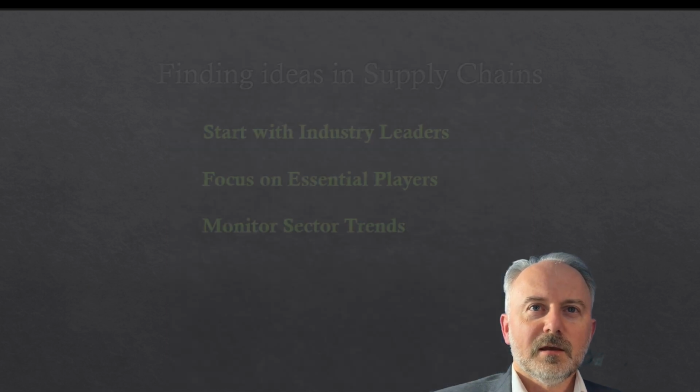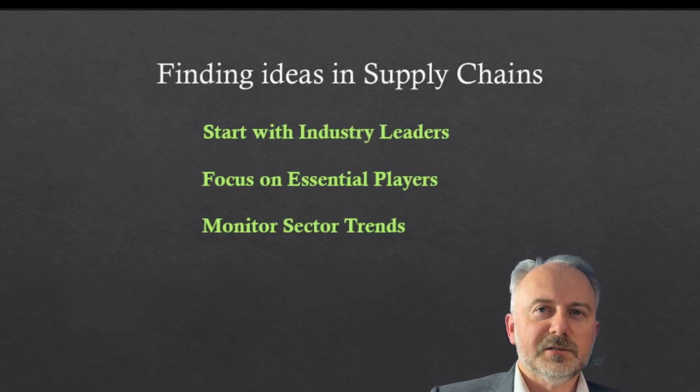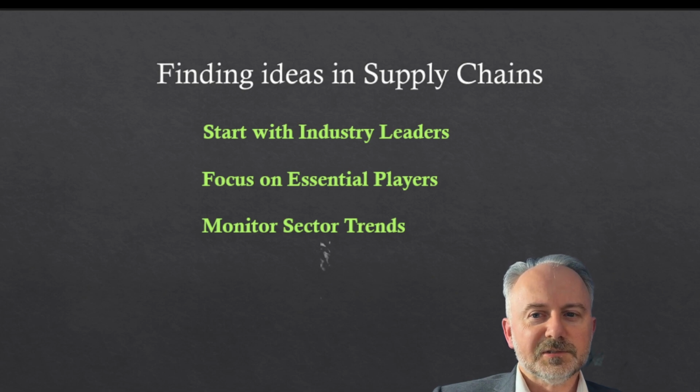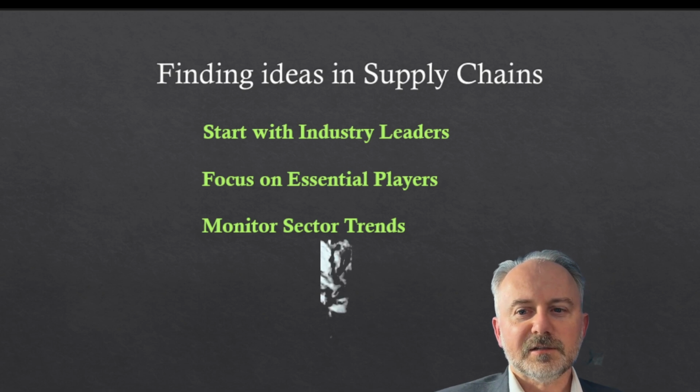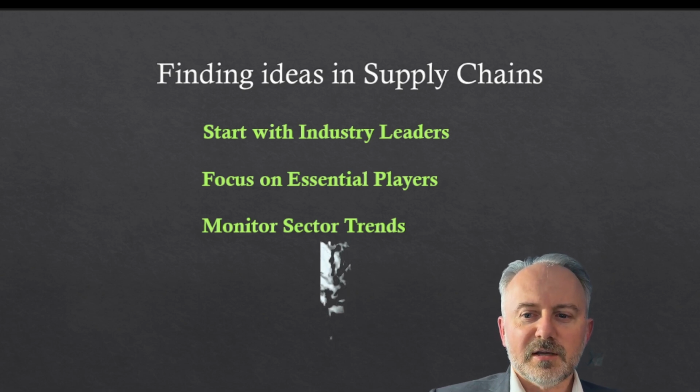So first, I'd recommend starting with the industry leaders. Those tend to be the biggest beneficiaries of the trend within the supply chain. But then focus on the essential players from there. And you would identify an essential player by someone who has a very strong niche. And you might see that they have a strong margin profile. And that tells me that it's more than just a commodity player within that supply chain, that they're providing something special and unique that would be difficult for their customers to replace. Also, monitor the sector trend. Understand the broader trend driving the growth.